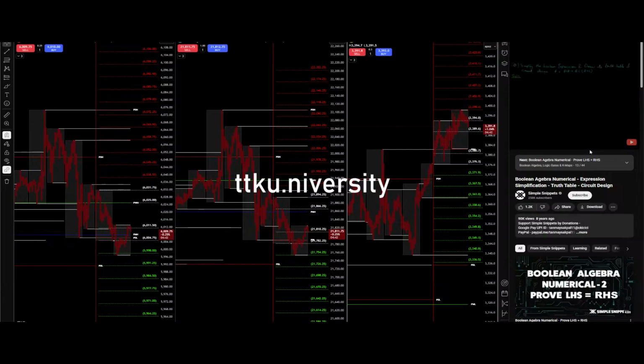Okay, so I've written the question on the screen which says simplify the Boolean expression and draw its truth table and circuit design. So here's the Boolean expression. Now this f is a function which can also be denoted by q, that is the output. So we first need to simplify this expression. So let's start with the simplification process.